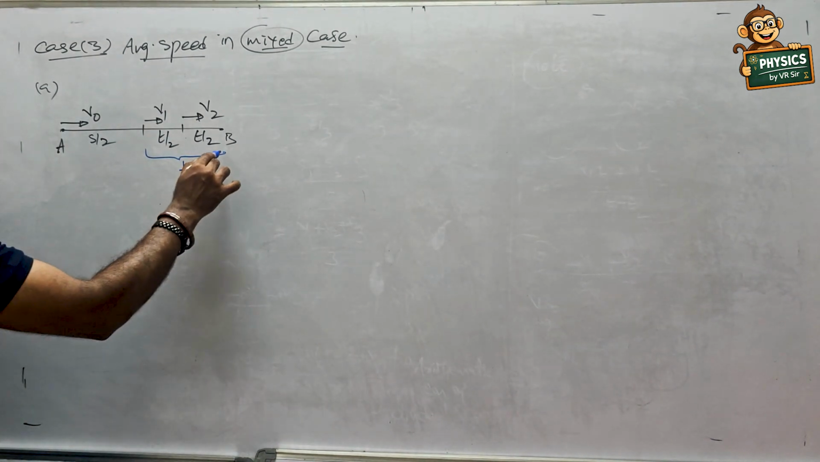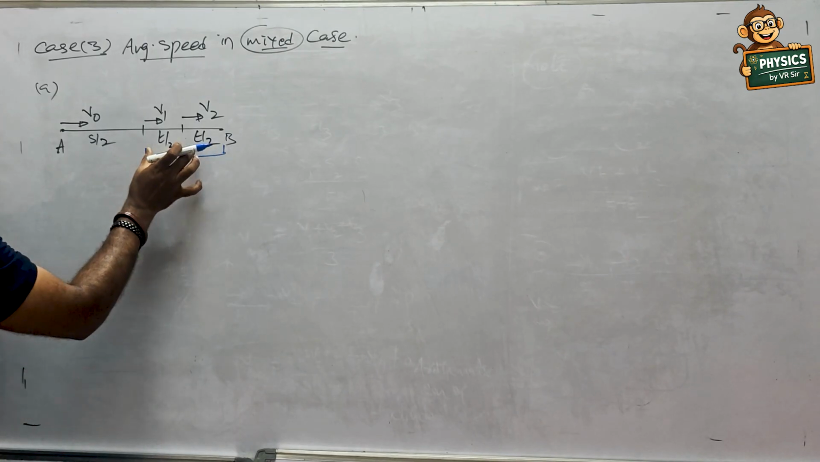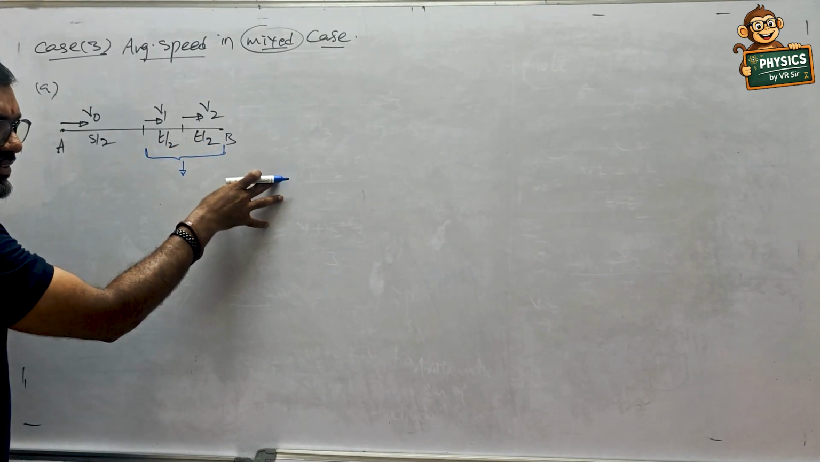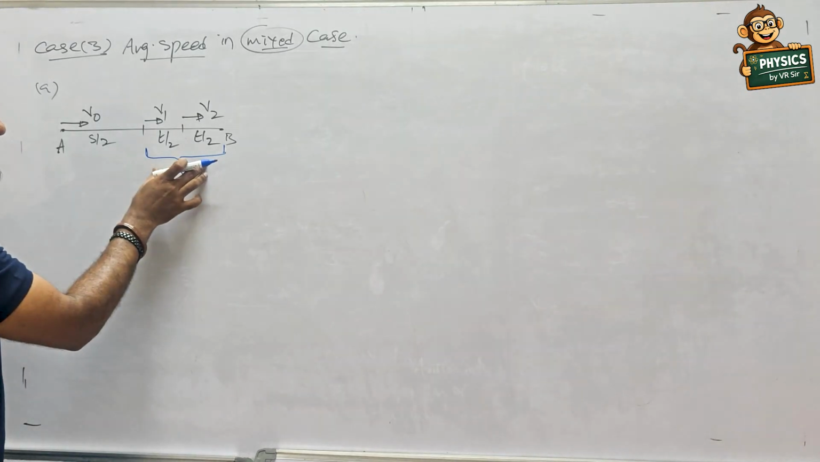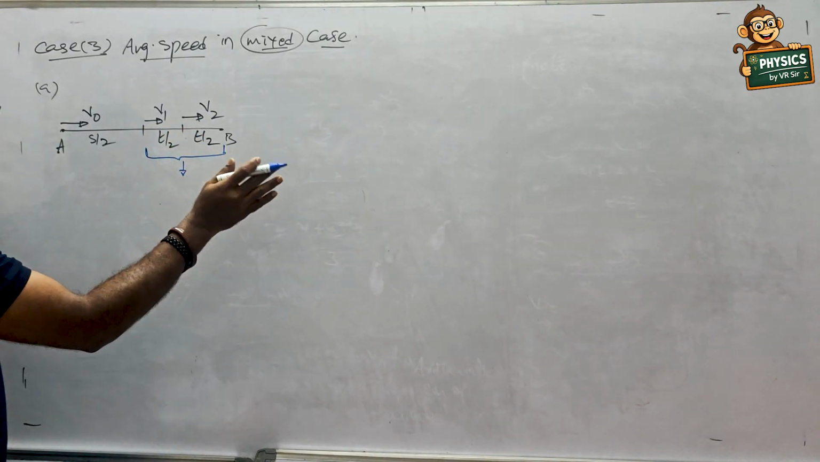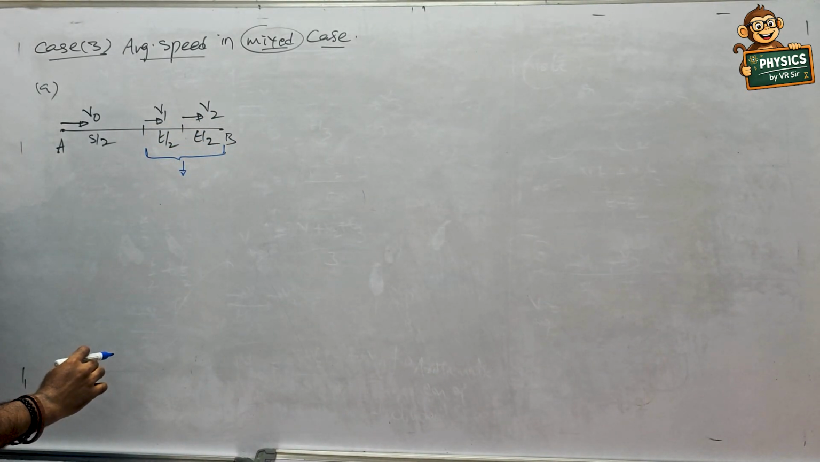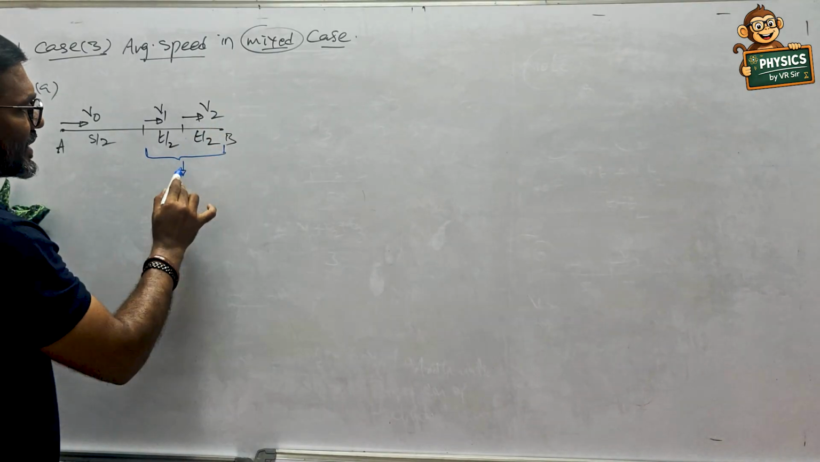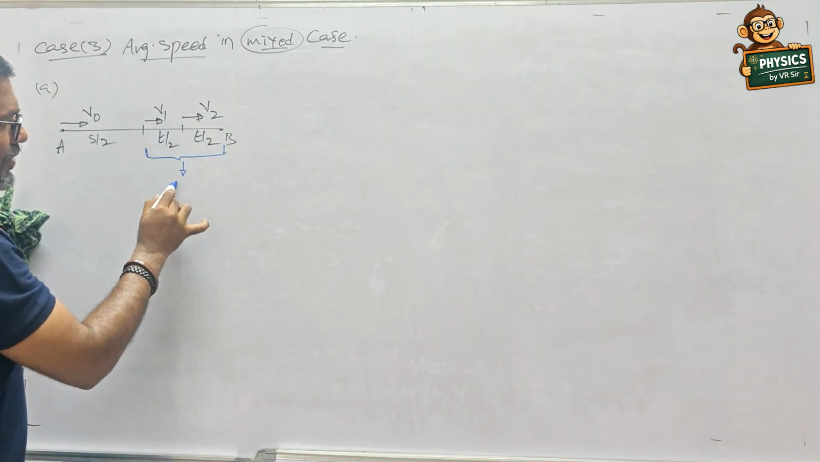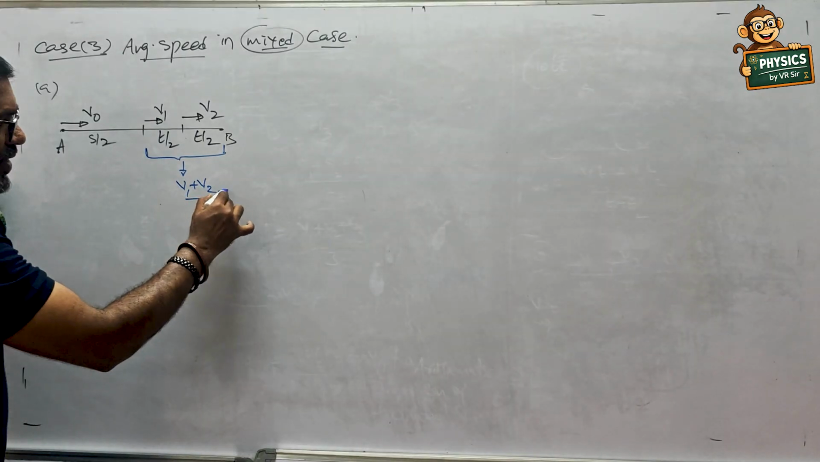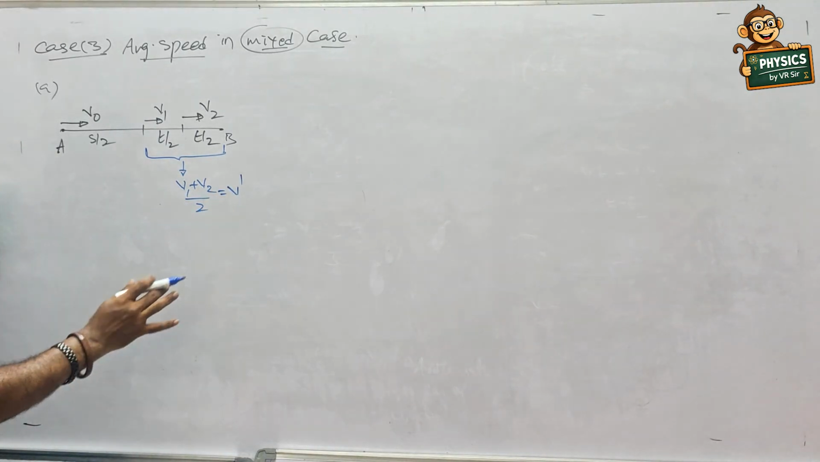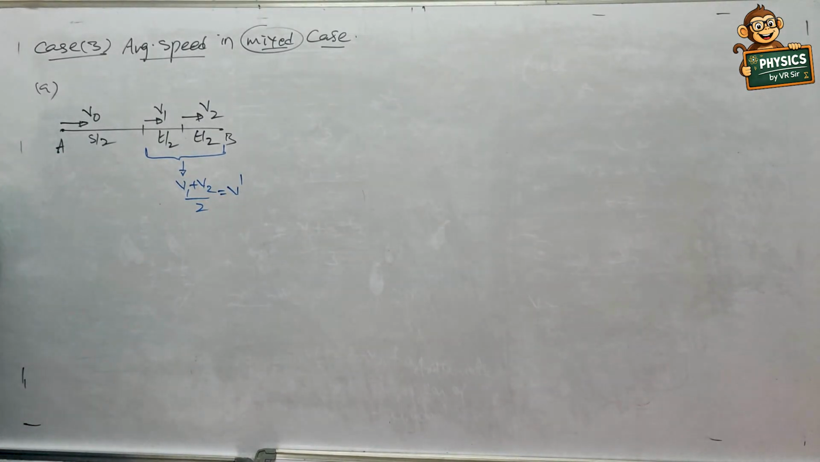So dear all, look here. This equal time intervals case we did already. What is the average speed for this? If you go back to the previous video and work it out, the average speed you are going to get is (v1 plus v2) by 2. I am naming this v dash.